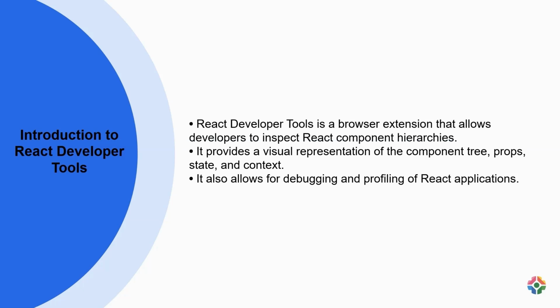Moreover, React Developer Tools facilitates debugging and performance optimization by enabling developers to identify and address issues efficiently. For instance, when troubleshooting a React application, developers can use this tool to track down bugs by inspecting component states and props, leading to quicker issue resolution. Additionally, developers can leverage React Developer Tools for profiling applications to enhance performance, ensuring seamless user experiences.